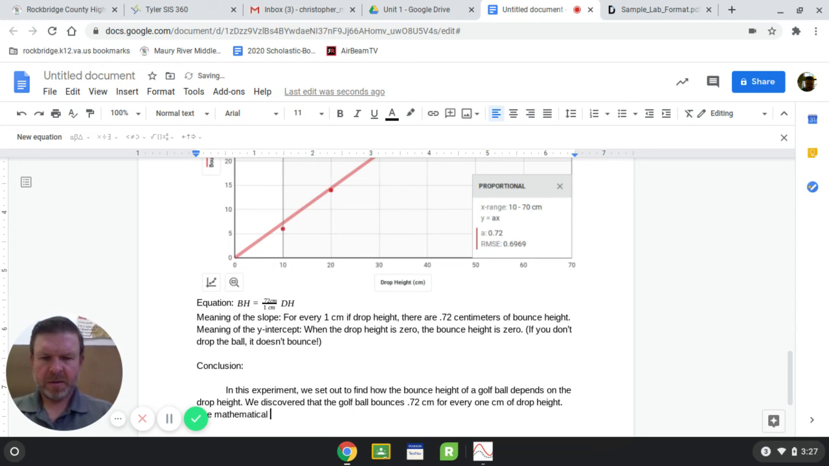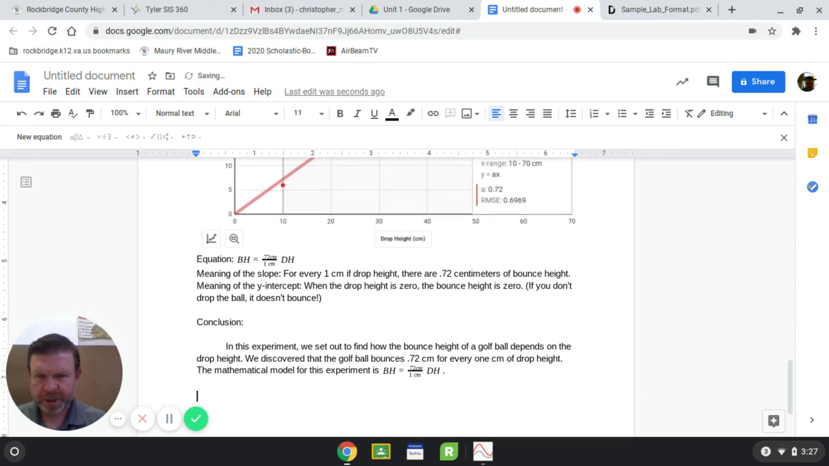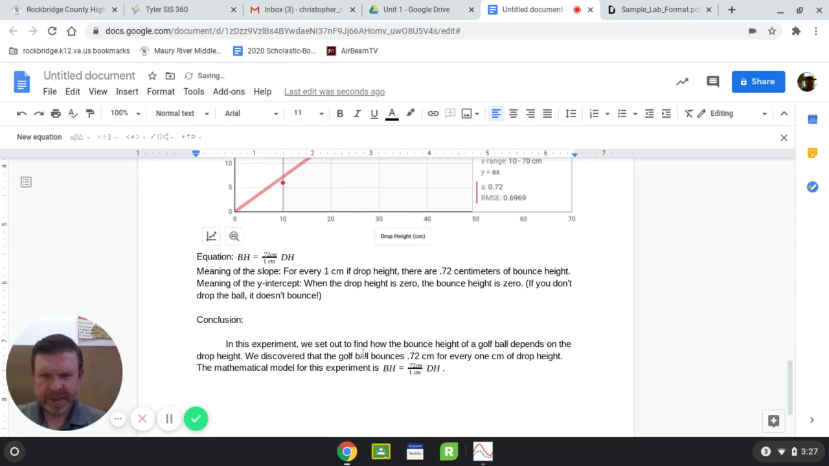The equation, I like to call equations mathematical models. The mathematical model for this experiment is, and then I've got it right here, so let's see if we can just copy this. Paste that there. Good. All right. Doesn't have to be a super long conclusion here. Just need to say the right stuff.